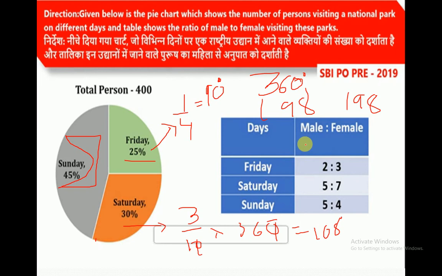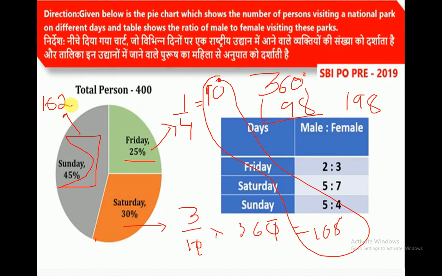So when we add both these values, it comes out to be 198, and if you subtract them from 360, this comes out to be 162. Alright, now first see over here.